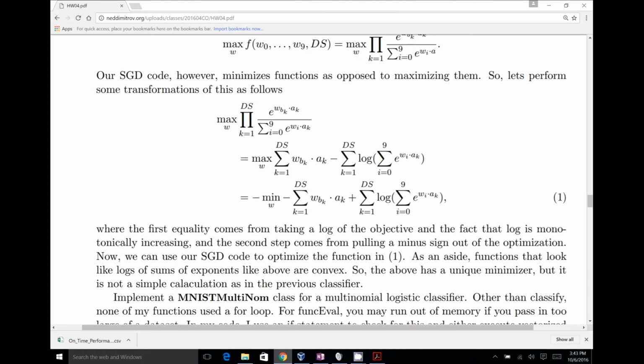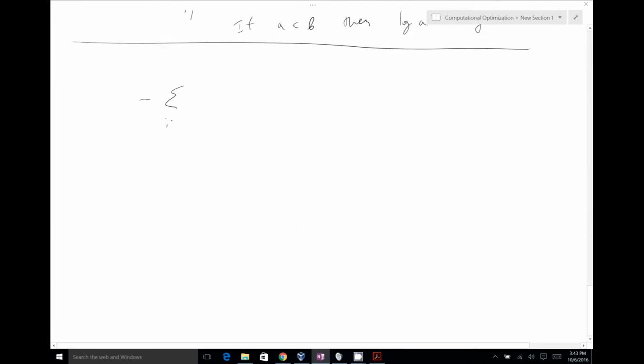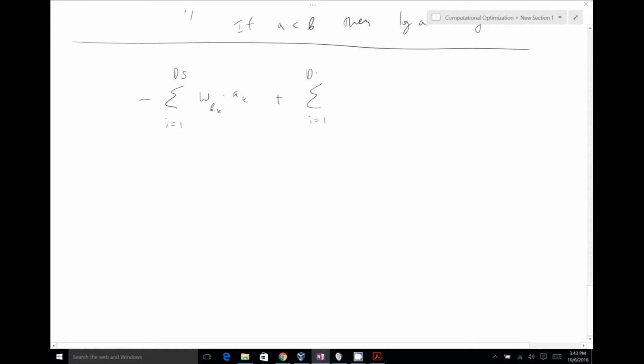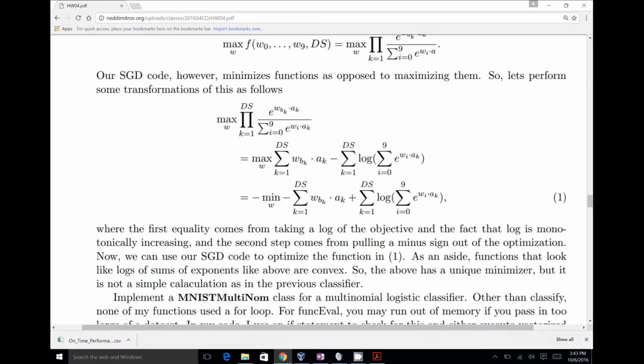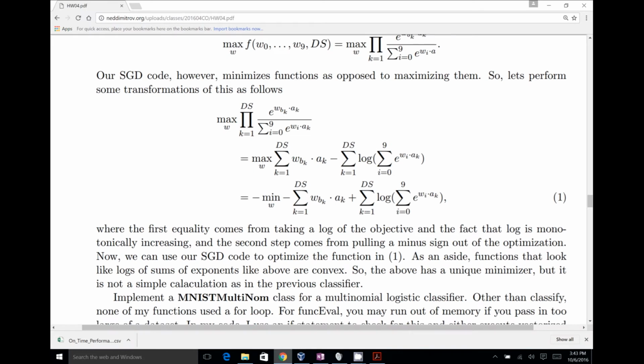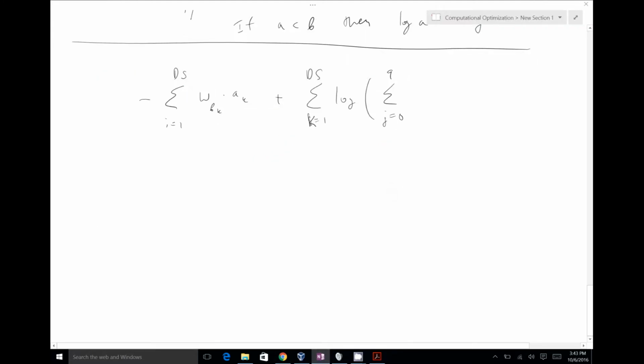So I'm just going to try to copy this expression here. So it's minus the sum from i equals 1 to the data set size, whatever that was, of W_{y_k} times a_k, right? Plus the sum from i equals 1 to the data set size of log of the sum from j equals 0 to 9 of e to the W_j times a_k. So let me make this a k, just to be the same as the write-up. This is an i. I have e to the W_i times a_k. Is that right? I think I copied it correctly.